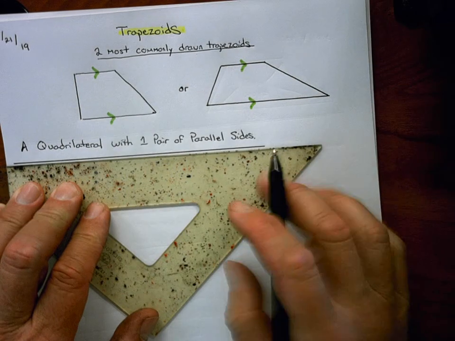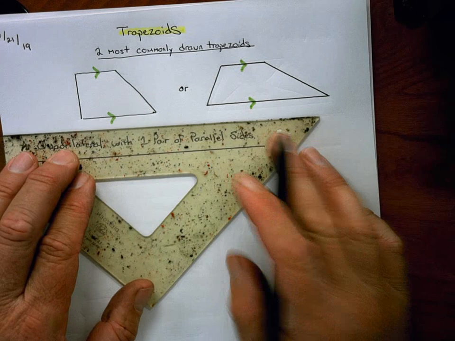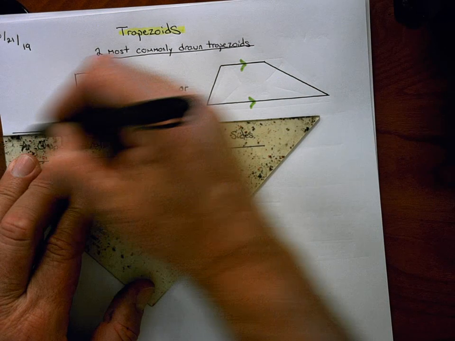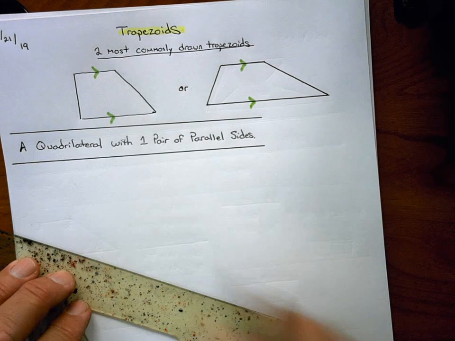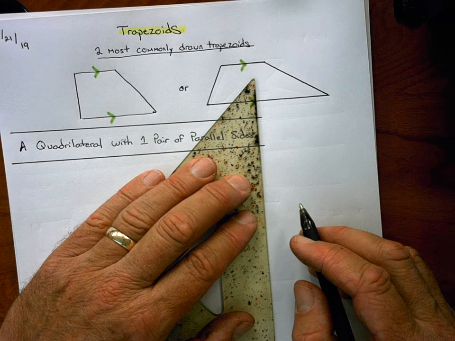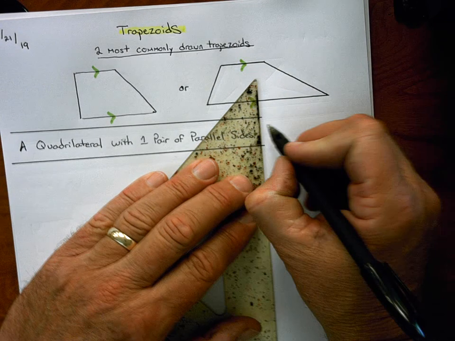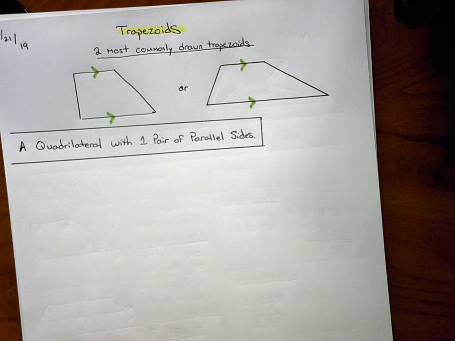So can a trapezoid ever be a square, for instance? No. Why not? Well, squares have 90-degree angles, but a square has how many pairs of parallel sides? Two. A trapezoid has just one pair of parallel sides. So there's your definition. Okay?